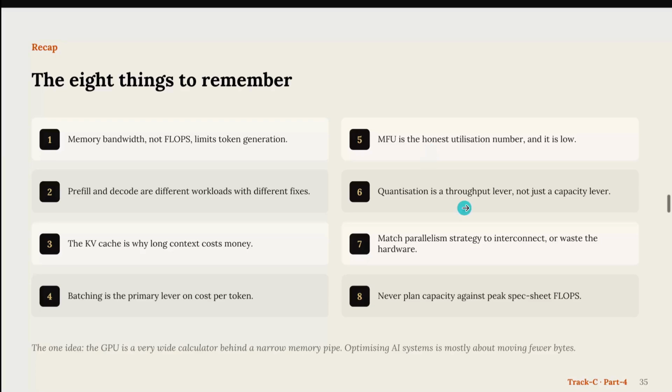Quantization is a throughput lever, not just a capacity lever. We just saw this. When you do quantization, the number of bytes that you can pass from HBM to the GPU also increases, not just the size of memory. So match parallelism strategy to interconnect or waste the hardware. We need to look at these parallelism strategies as well. Do you do data parallelism? Do you do context parallelism? What do you do? Never plan capacity against peak spec sheet flops. So it always needs to be in percentiles.